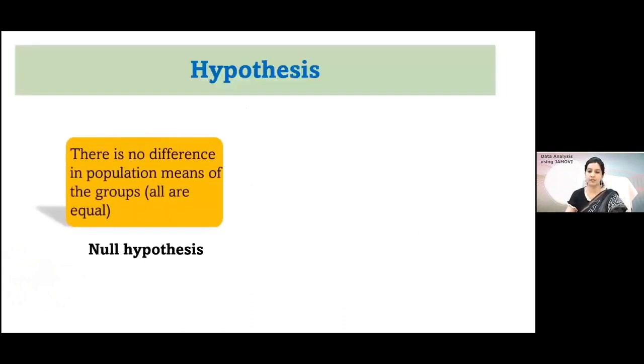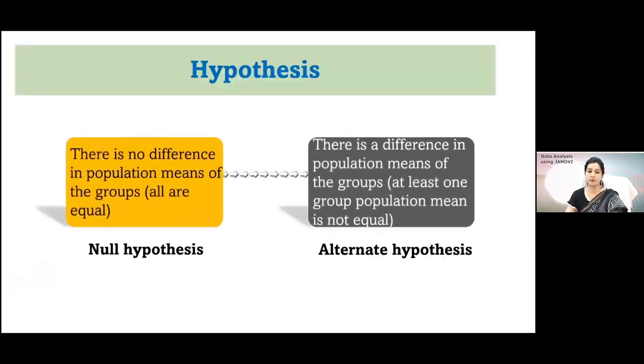So the null hypothesis is that there is no difference in the population mean of the groups. And the alternate hypothesis is that there is a difference in the population mean of the groups. That means at least one of the group population means is not equal.